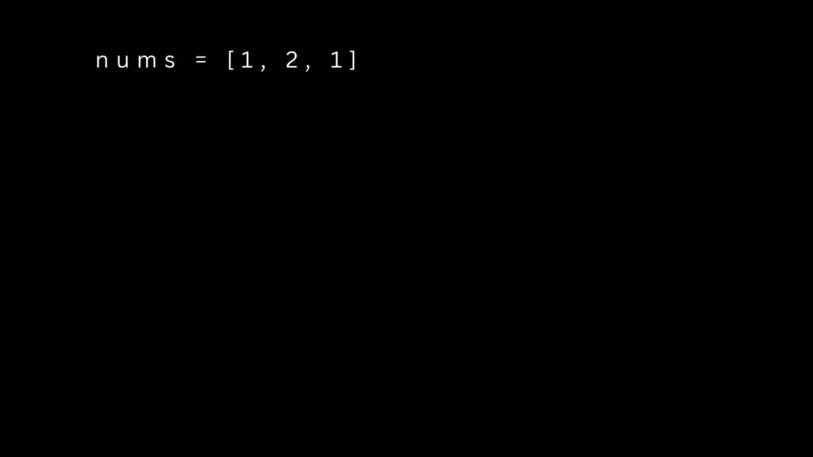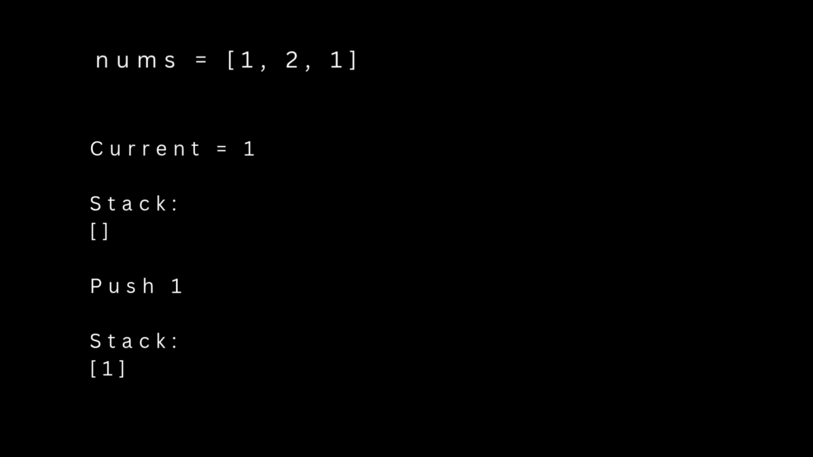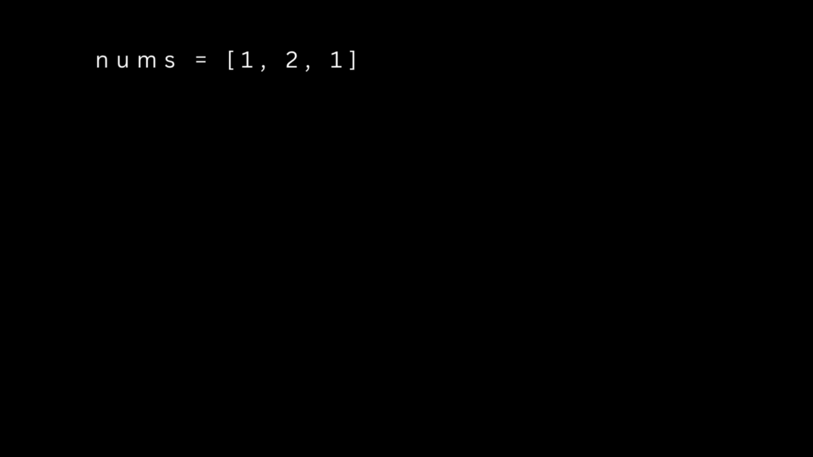Let's walk through the example. We start with 1. There is nothing before it that can help us yet. So we put it into the stack. It's now waiting for a greater element. Now we see 2. The top of the stack is 1. Since 2 is greater than 1, we have found the next greater element for 1. So we put 2 into the answer for that position and remove 1 from the stack. Then we push 2 because 2 is now waiting for something greater.